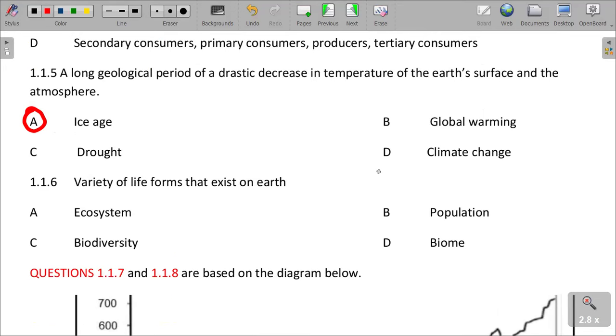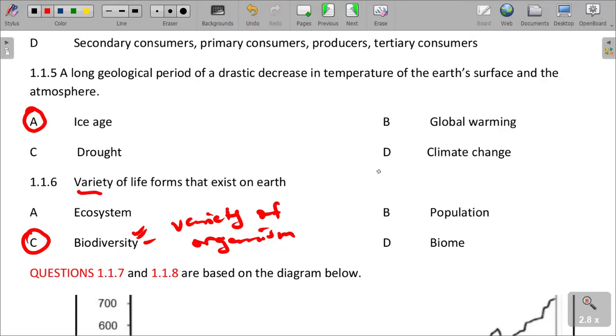Variety of life forms that exist on Earth. Number 6: when we look at organisms in their various groups or classes, we call that biodiversity. Biodiversity explains the variety of organisms. We look at them in all classes, from the smallest, bacteria, to the biggest ones, everything living in an ecosystem. We call that biodiversity.